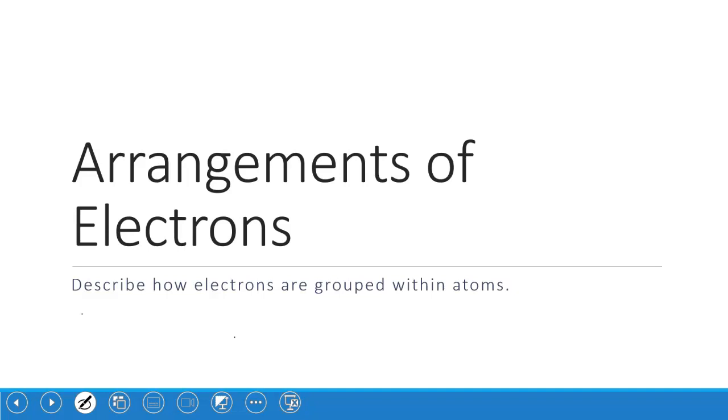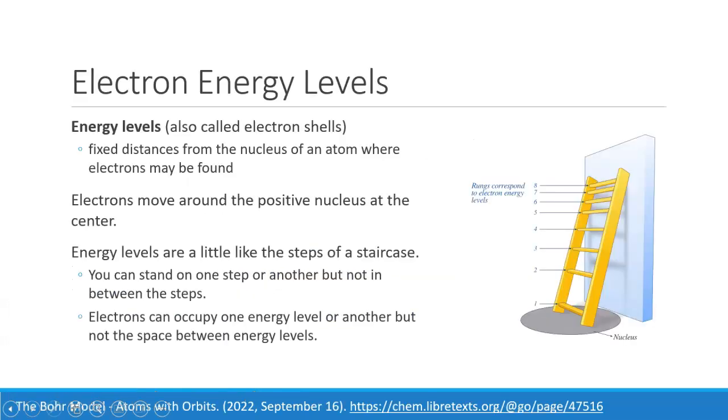The topic of this video is arrangements of electrons, where we're going to describe how electrons are grouped within atoms. So, electrons can be divided up into what are called electron energy levels. And electron energy levels, or electron shells, are going to be fixed distances from the nucleus where electrons can be found.